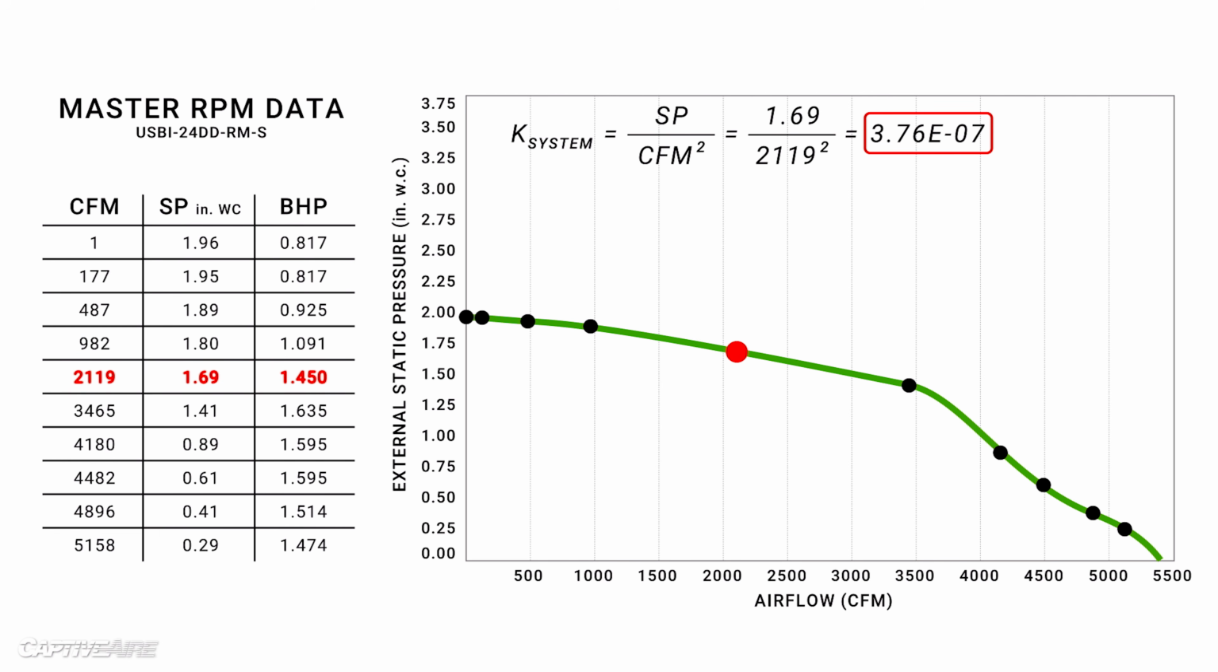So now that we've used real test data to find this K-factor, we can turn the equation around and use this constant to relate airflow and static pressure at different fan speeds, as long as the system design stays exactly the same.